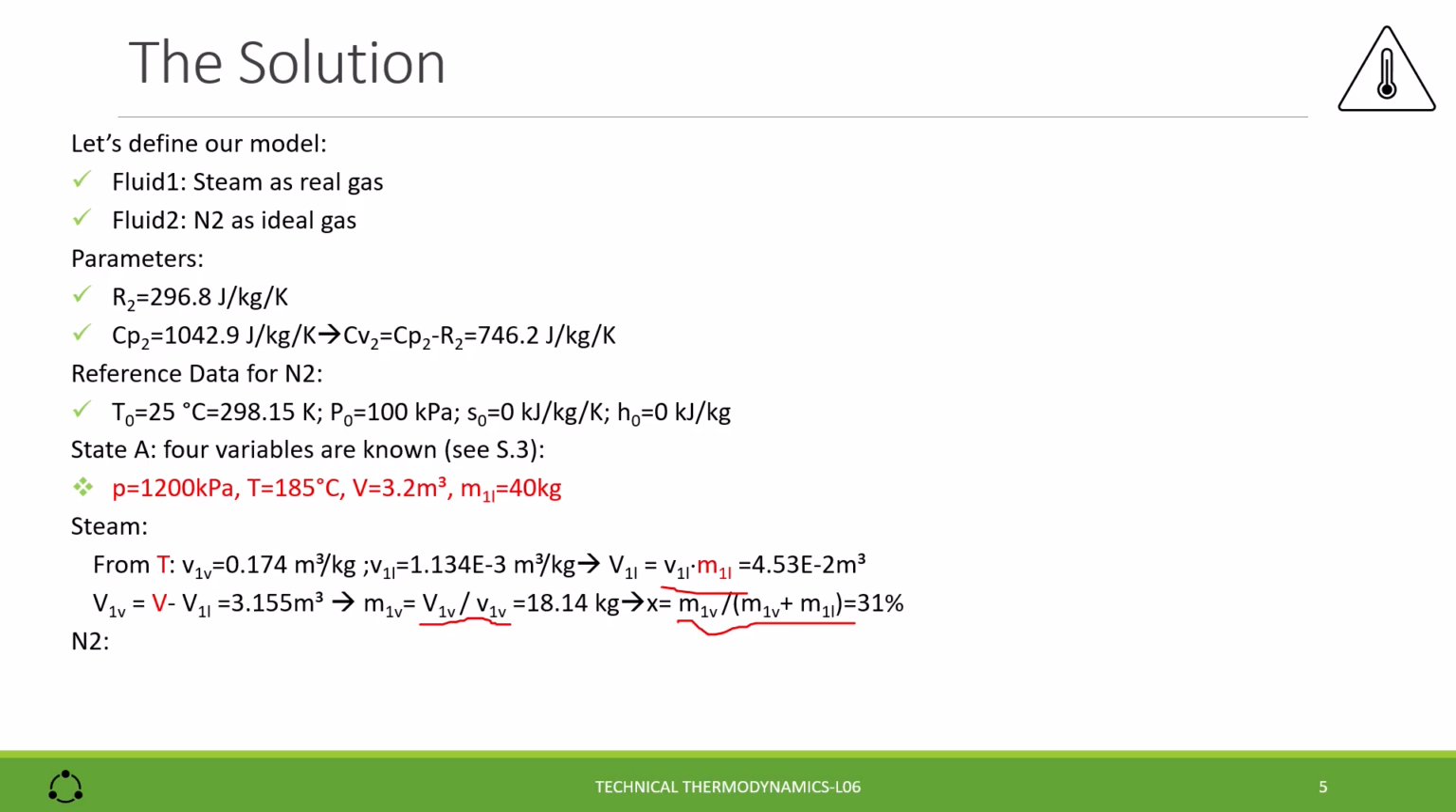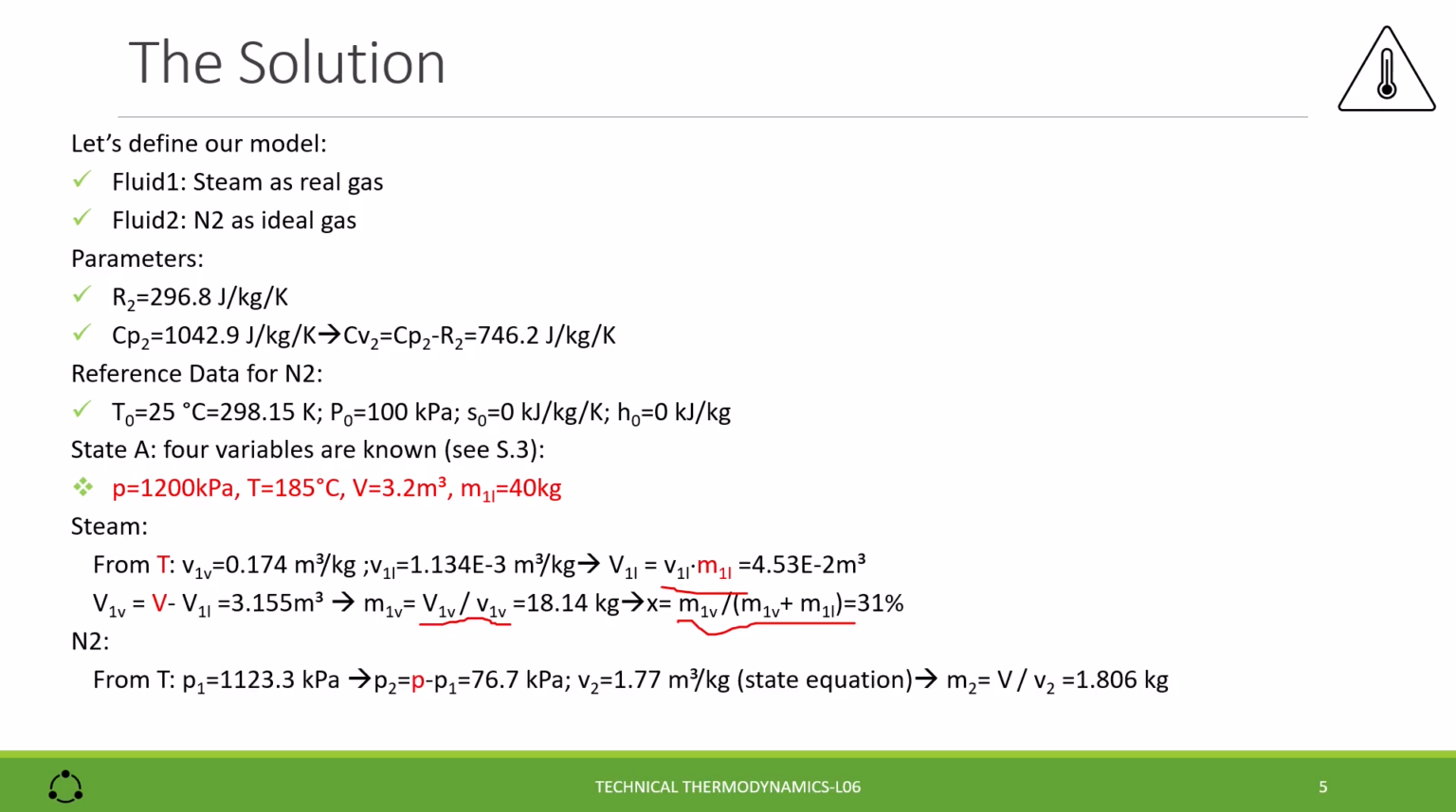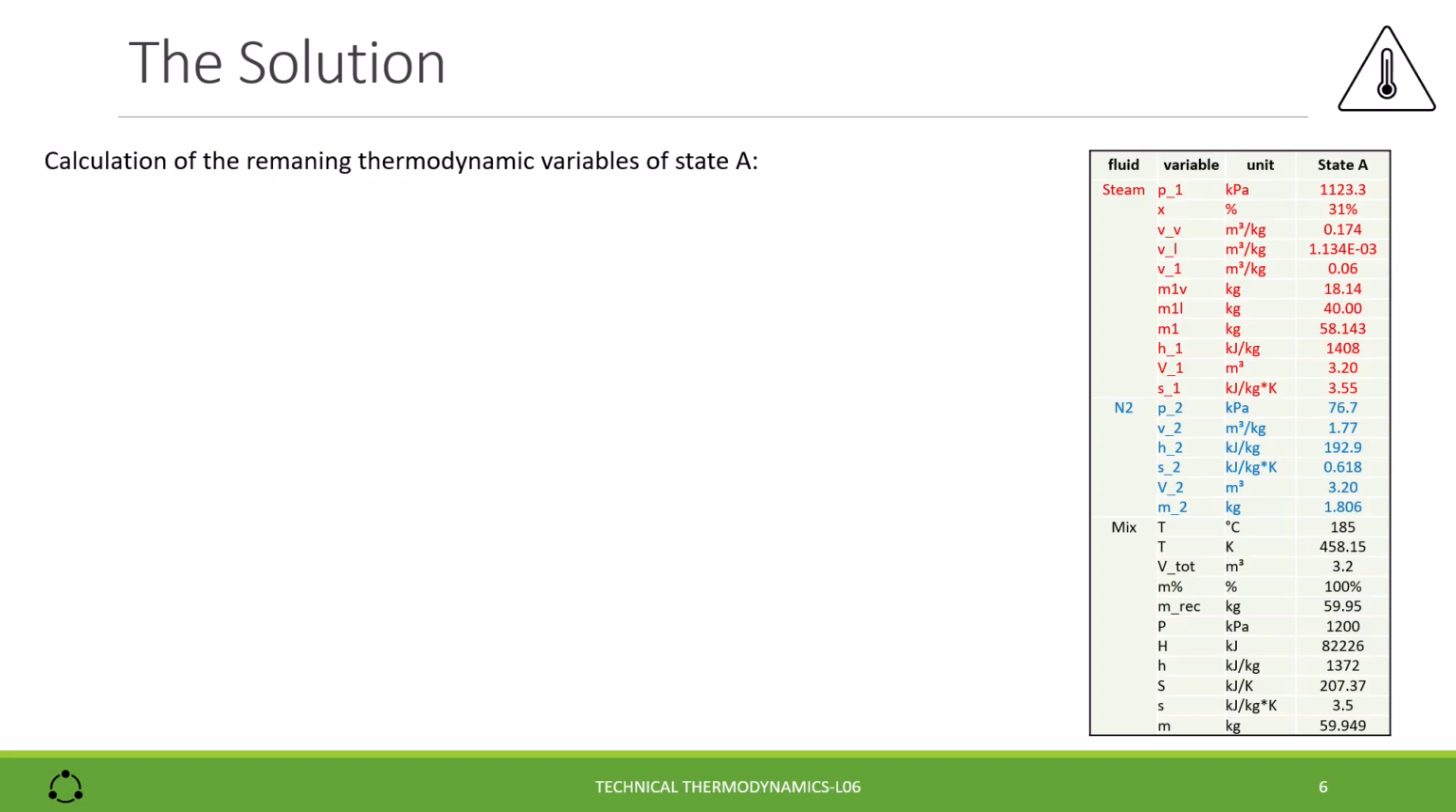We get 31%. For the nitrogen, from the temperature, we calculate the partial pressure of the steam P1, then the pressure of the nitrogen is the difference between the total pressure and the pressure of the steam. The specific volume we calculate by means of the state equation, and the mass as a ratio between the volume, which is common among steam and nitrogen, and the specific volume already calculated. Let's calculate the remaining thermodynamic variables of the state A.